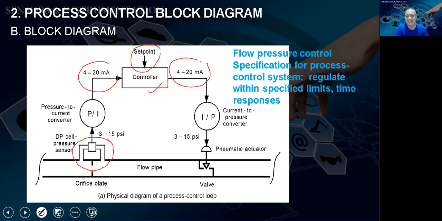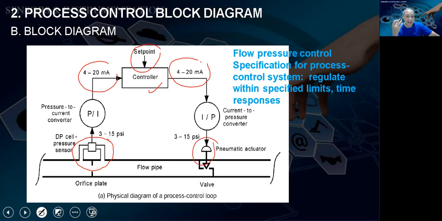Well, let me just tell you, because if you use 0 to 20, 0 is basically 0. Not sending anything is also 0. So it can be misleading. But when you limit it to 4, then we know there is a signal, but it is the minimum or the lowest signal in milliamps. So it is sending to the current to pressure converter, your I to P, and then changing it to 3 to 15 psi. So this is actually the actuators.